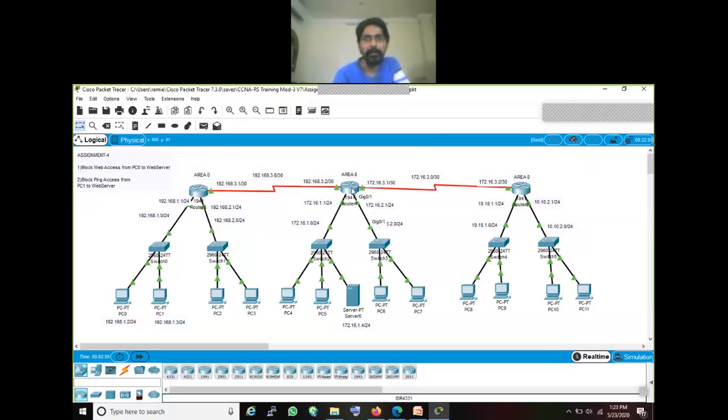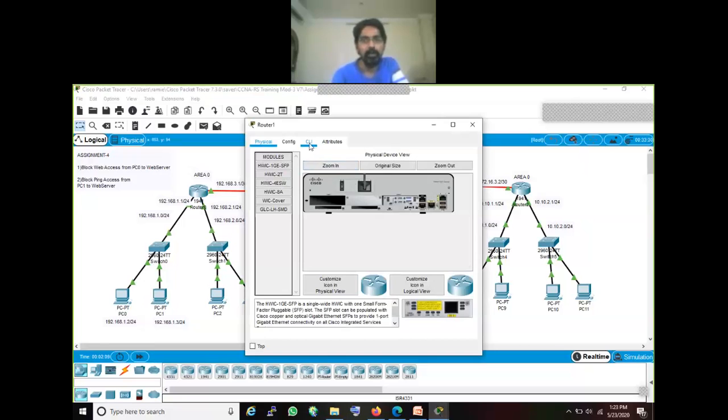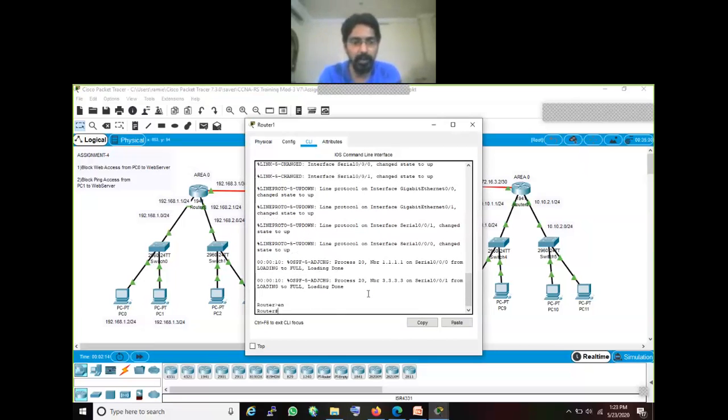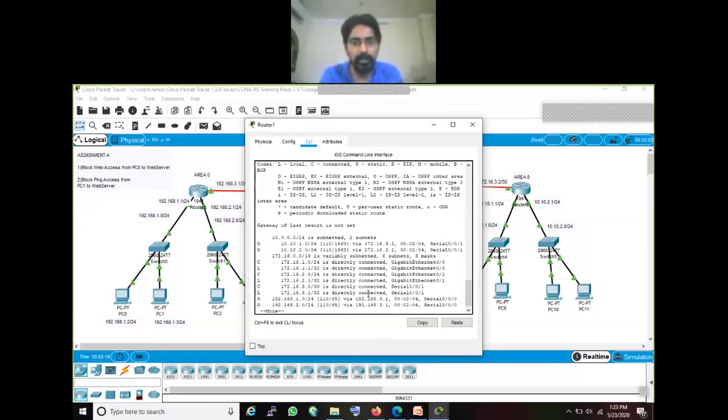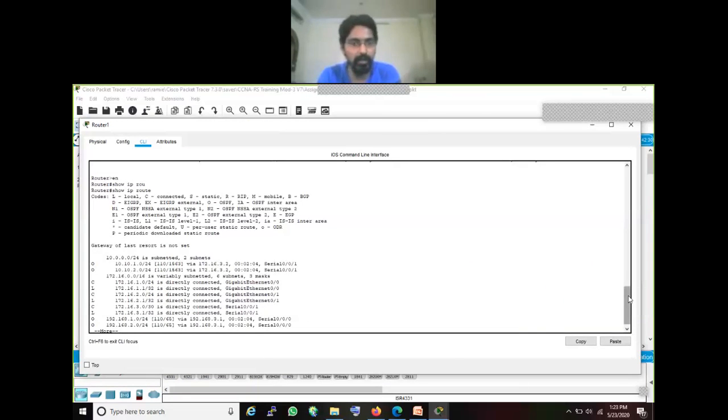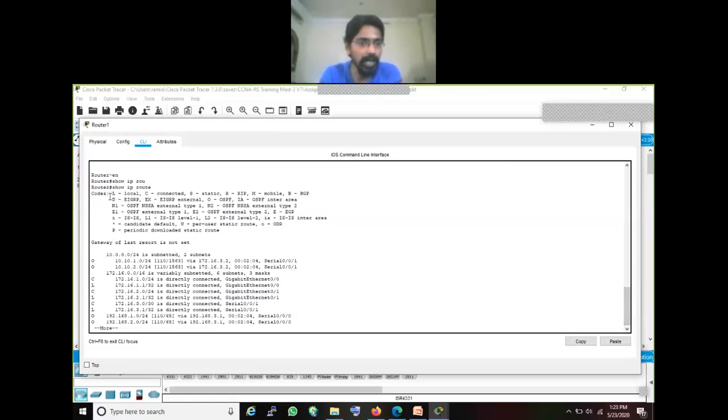Now I will open the console of this middle router. I'll shift to privileged mode and run show ip route. Observe this output. This is the output I am getting. Whatever the things mentioned by Cisco, those are the same. Observe L, D, N1, E1, some more parameters were there, I, P, right? So gateway. These are the addresses.